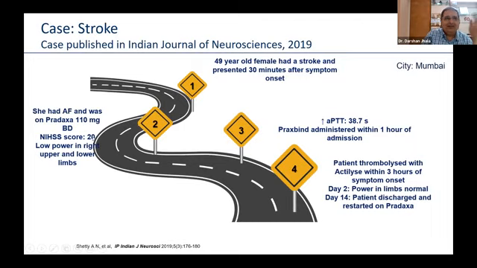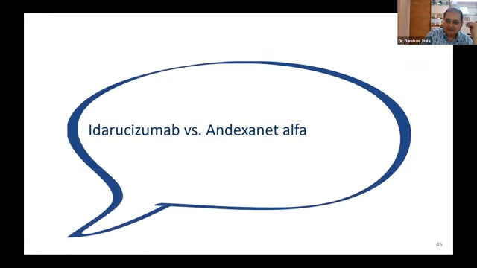So we have that 3, 6, 12 rule, where if you have just a TIA, you can start the next day, or depending on the severity of stroke, after 3 days, 6 days, 9 days, or 12 days. So this patient, because she had a high NIHSS score, they waited for 2 weeks and then restarted. So this is another day-to-day situation.